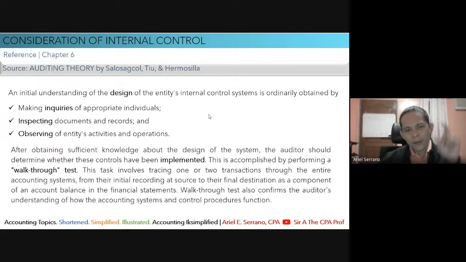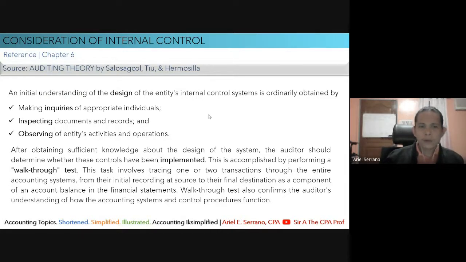Pagkatapos natin makakuha ng sapat na kaalaman about the design of the system, the auditor should determine whether itong mga controls na ito ay implemented. So initially, evaluate the design and then determine whether or not it is implemented. So two parts yan na understanding natin. Sa papaanong pamamaraan natin ito ginagawa, nagwo-walk through tayo.